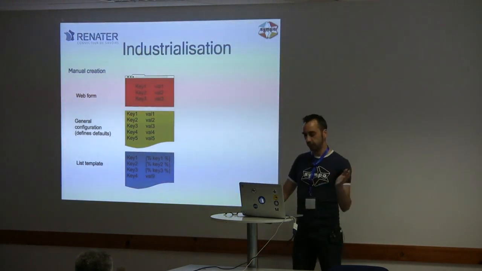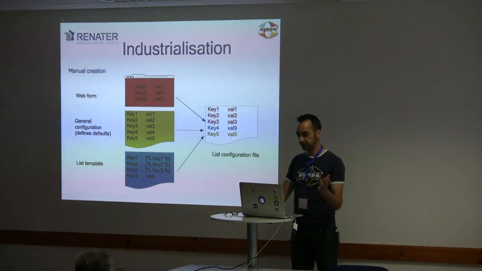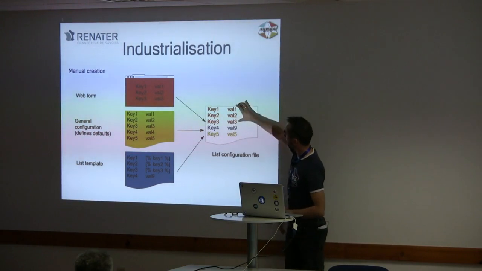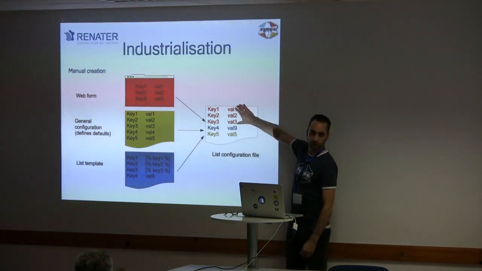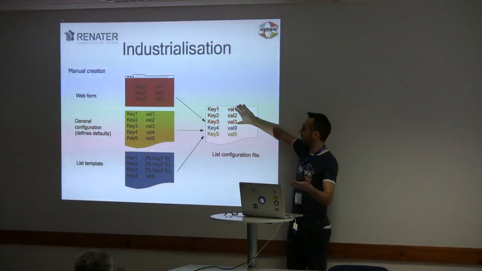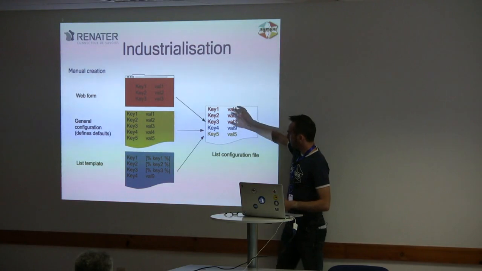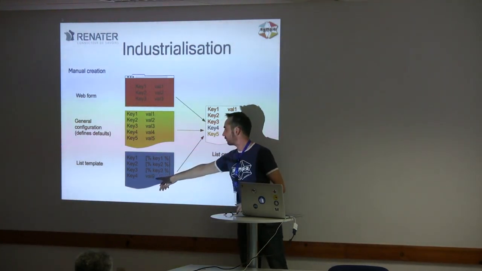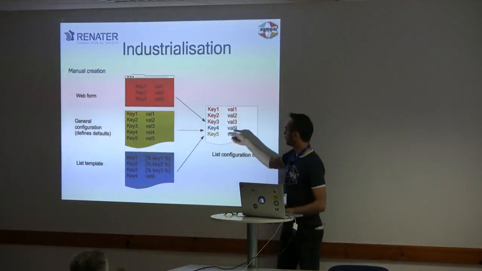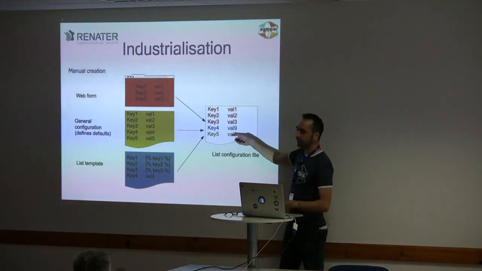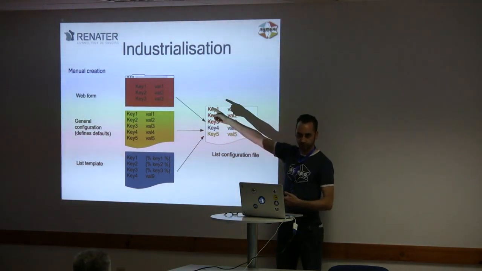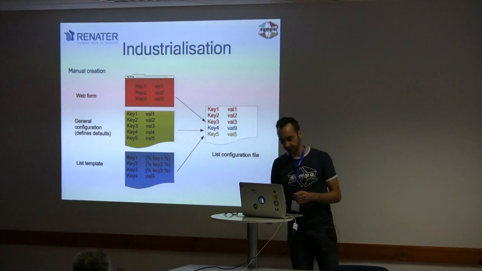So when the user pushes submit, all this is mixed together. First, we take the values the user submitted. They will always take precedence over any other value. We see that in the template we have a fixed value for key 4, so it will be used also. And for key 5 we have no information, so we take the default. That's the manual creation of a list in Sympa.